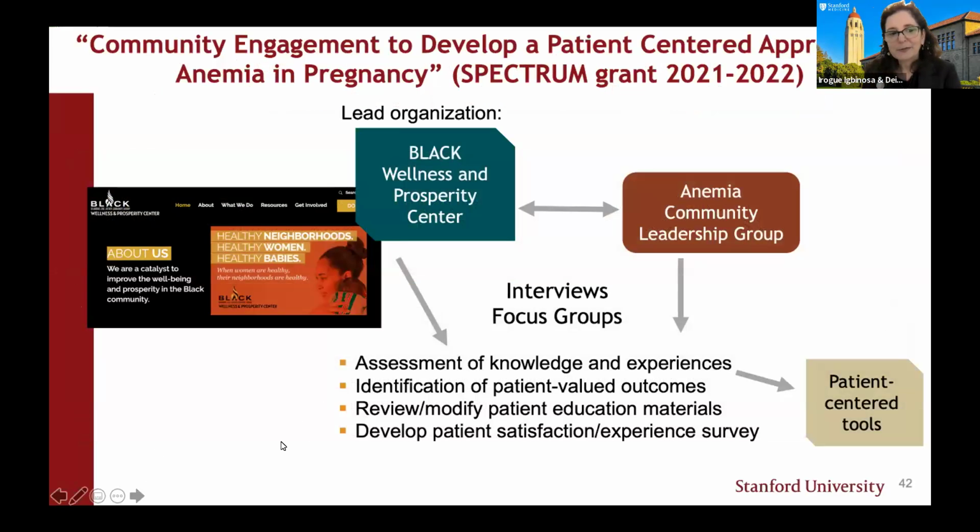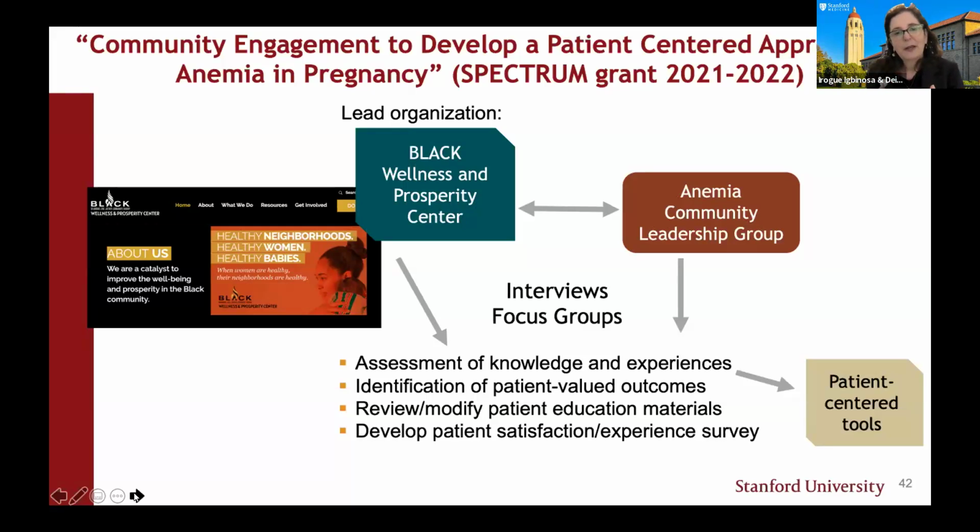So we've done some of this work. We had a grant at Stanford that I was a part of, with Elliot Main, Ira Igbenosa, Susan Perez, and others. It was basically a community engagement project to start the process of developing a patient-centered approach to anemia in pregnancy. We partnered with the Black Wellness and Prosperity Center, led by Shantae Davies Bulch, and with BWPC, she and we convened an anemia community leadership group.